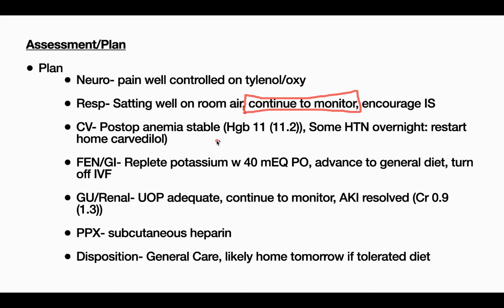CV, their post-op anemia is stable. The hemoglobin's 11 from 11.2. They did have some hypertension overnight, so restart their home hypertension medication, carvedilol in this case. FEN/GI, replete their potassium with 40 milliequivalents PO, advance to general diet, turn off IV fluids. For GU/renal, their urine output was adequate. We'll continue to monitor. Their AKI resolved. Creatinine's now 0.9 from 1.3. For prophylaxis, they're on subcutaneous heparin. Usually they're on SCDs too, the little leg ankle squeezers. For disposition, they're on general care, likely home tomorrow if they tolerate diet.